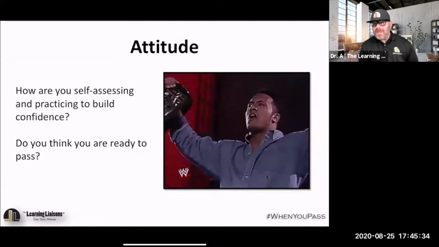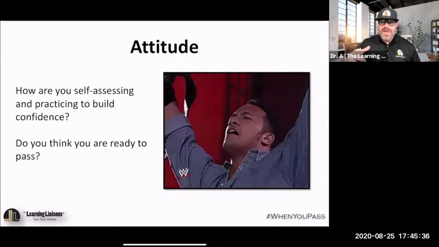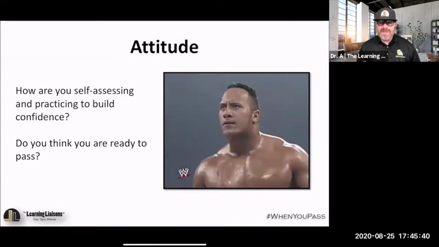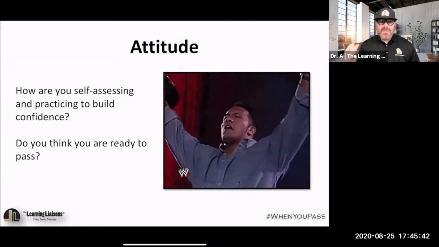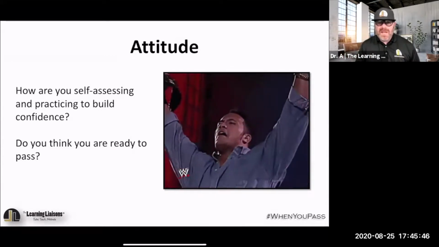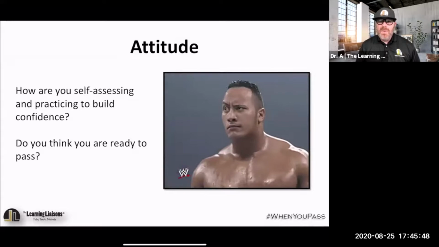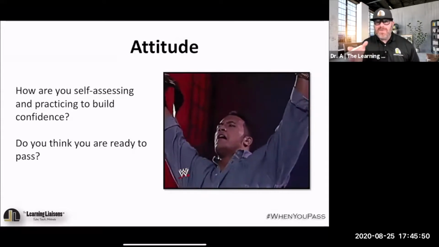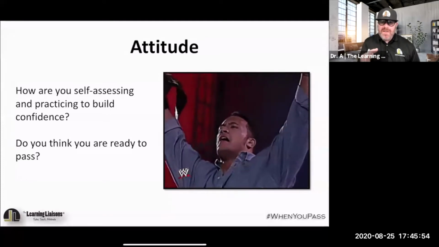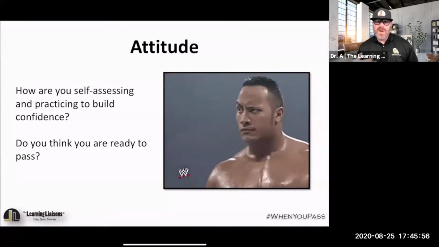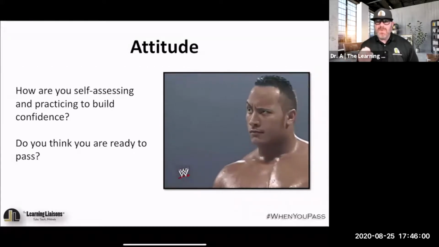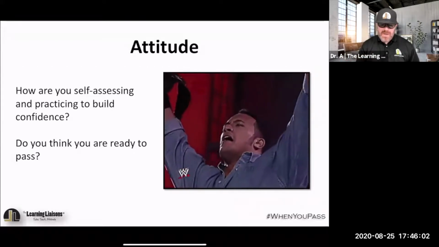And last but not least, before we turn it over to Dr. Paulie, attitude, like the rock here. How are you self-assessing and practicing to build confidence? A lot of people say, well, I wasn't really ready, but I want to knock it out because I want to get into that leadership pool and get my job. Well, like our parents or family members and guardians told us when we were younger, if you think you're going to fail, you're going to fail. That is very true on all of these exams, because there's a lot of stakes tied to this. So you want to make sure that you're ready, and we'll teach you how to do that along the way.